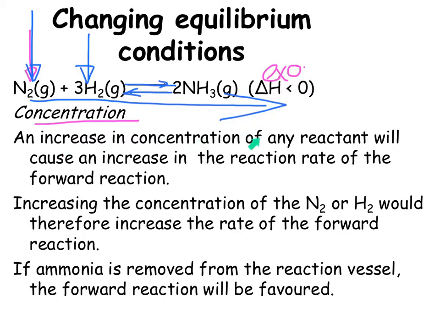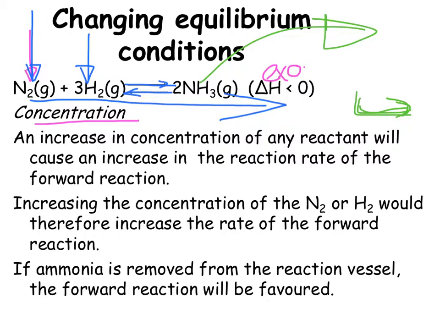An increase in concentration of any reactant will cause an increase in the reaction rate of the forward reaction. That is written from left to right. The other thing I can do to get the forward reaction to go faster is to keep taking product out. And you'll remember from that system that the product was going out at the bottom all the time. So they were removing ammonia all the time.